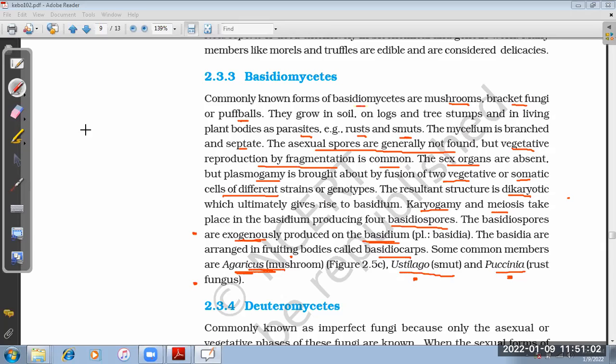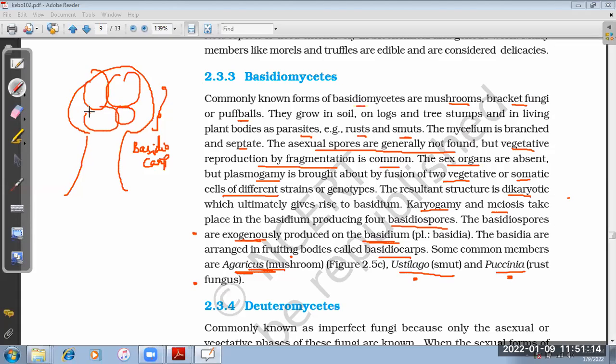So here again in mushrooms, the carp will be called what? The carp is called a basidiocarp. The sac will be called basidium. And inside, the spores will be called basidiospores. Got it? Simple? Yes, ma'am.